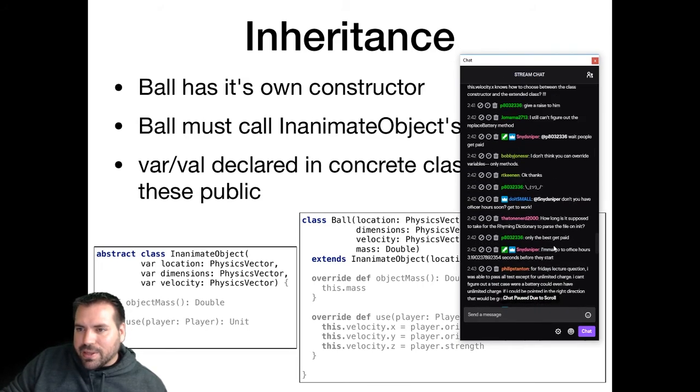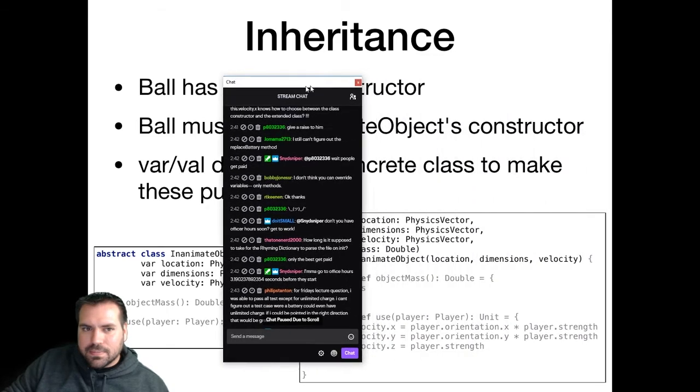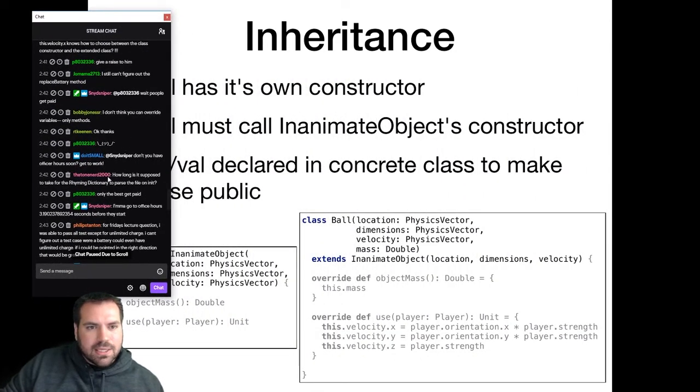So can't figure out the replace battery method. Yeah, it's that one. I nerfed it a bit this semester, but it's still a tricky one. It really tests your understanding of references. You really have to understand what references are doing on the heap, which is why I really like that question, which is why I didn't scrap it completely. But you got to understand references to know how to test that method.